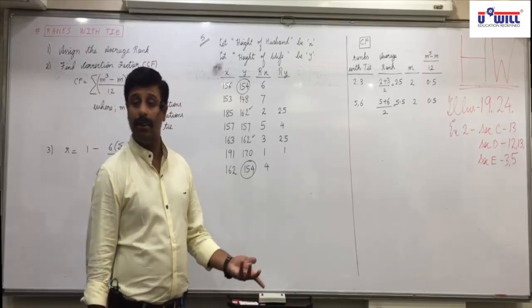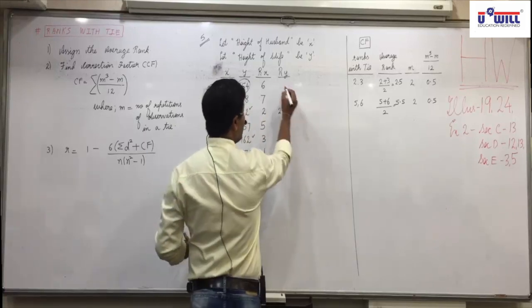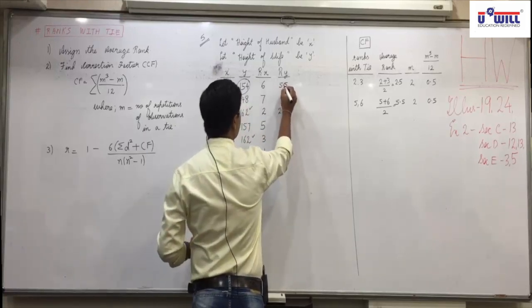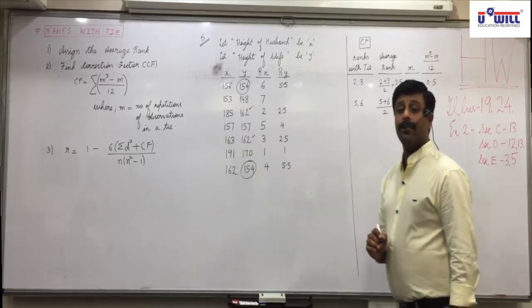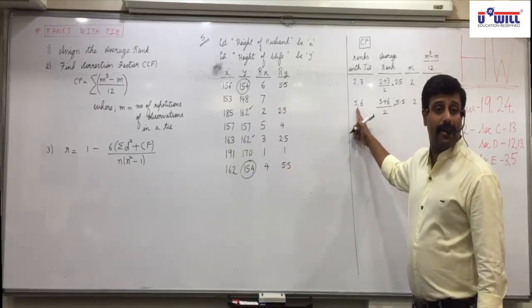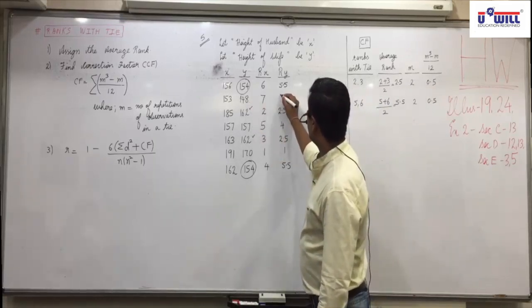Got it everyone? So what ranks will get to 154? Both the numbers? 5.5. Valerie, what is the next rank we should give now? 7. Yes, 5 and 6 are covered here, so next we should get 7. 7, 148 will get 7.